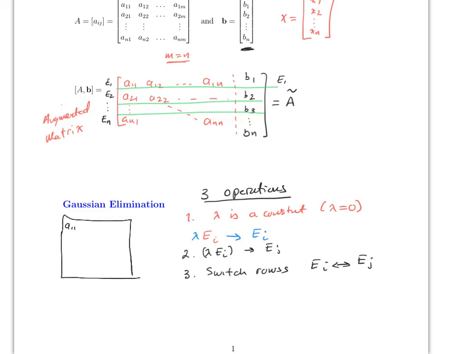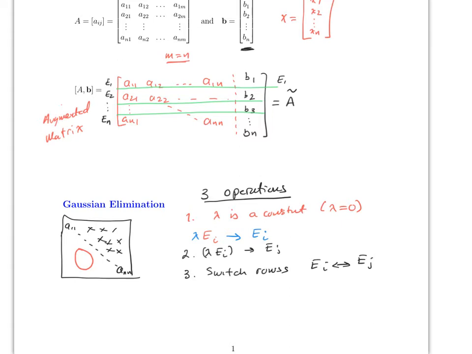You're gonna have A11. This is going to remain. All of this is going to be 0. You're still gonna have equations here. And then you're gonna use back substitution to solve the problem.